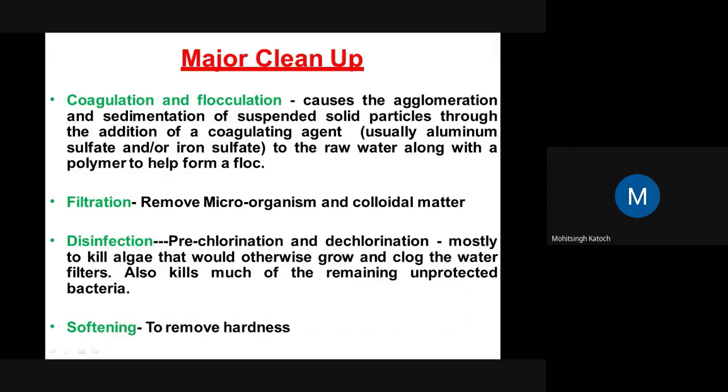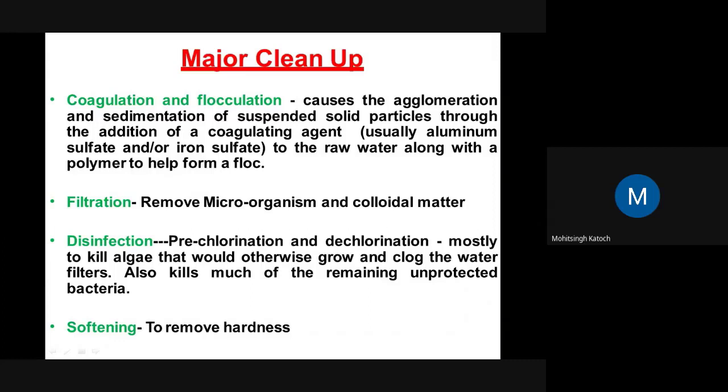After sedimentation, the next process is filtration, where microorganisms and colloidal matters are removed. For filtration, we use either slow sand filter, rapid sand filter, or pressure filters. Slow sand filter is an outdated technology.